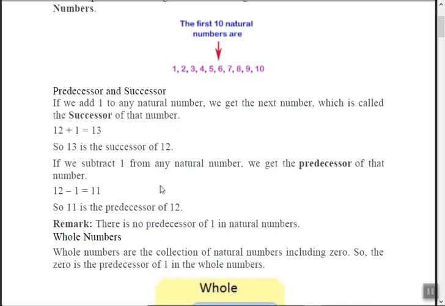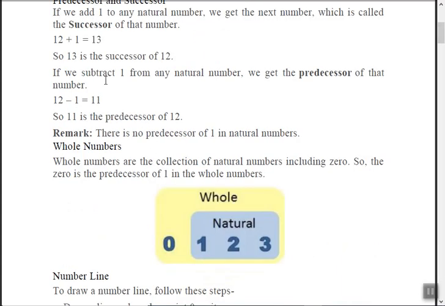If we subtract 1 from any number, not only natural, any integer, we get the predecessor of that number. Means 12 minus 1 is 11. So 11 is a predecessor of 12. So here also 12 is a predecessor of 13. So subtract 1 and you get the predecessor. In natural numbers there is no predecessor to 1, but if you count whole numbers, then there is a predecessor to 1 also. If you count integers, there is a predecessor to 0 also.